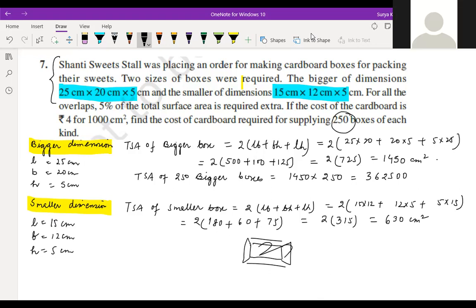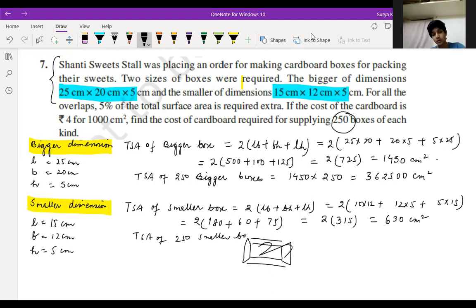So this is centimeter square, right? This is the part for 250 bigger boxes. Again, for the smaller ones you can find. TSA of 250 smaller boxes is 630 into 250. What are you getting? 157,500.